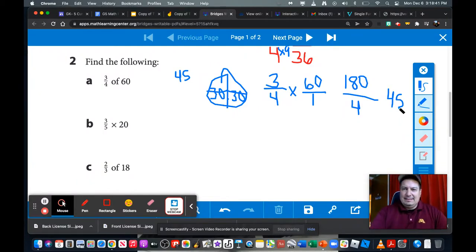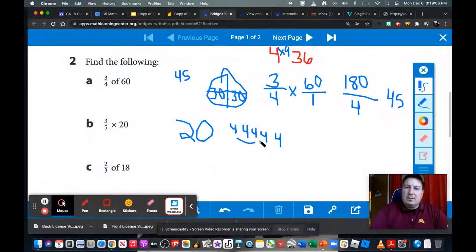Okay. All right. 3/5 of 20. Well, if we were to take 20 and divide it into 5 pieces, you'd get 4, 4, 4, 4, and 4. 5 pieces, they're all equal. They're all 4s. Okay? Well, what's 3 out of those? Well, 4 and 4 and 4 gives you 12.